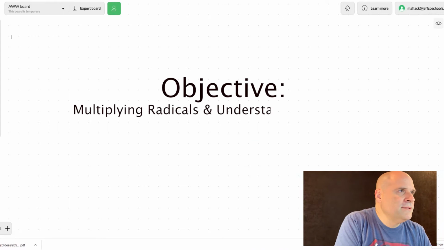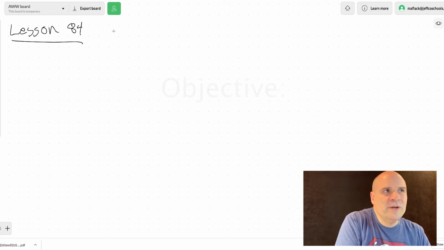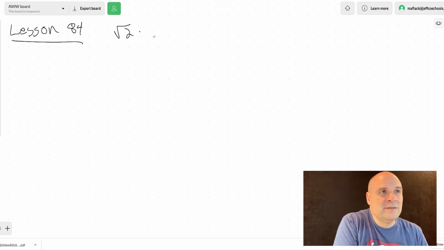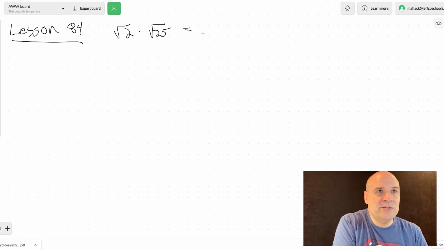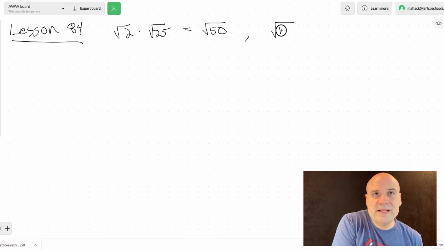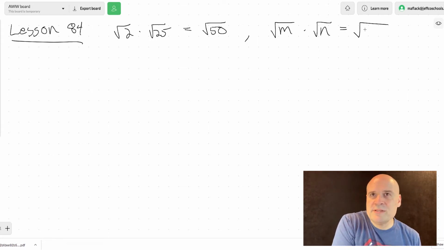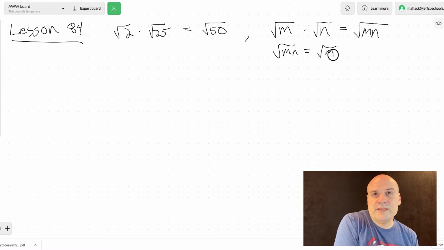Okay, we've already talked a little bit about multiplying radicals. So here's the rule. Whenever you have a radical times a radical, you can just multiply them together to make one big chubby radical. Square root of 2 times the square root of 25 is the square root of 50, because 2 times 25 is 50. Generally, the square root of m times the square root of n is the square root of m times n, and you can go backwards: the square root of mn equals the square root of m times the square root of n.